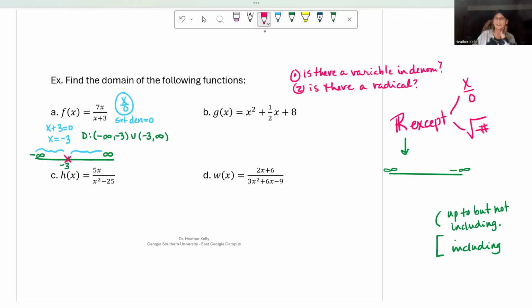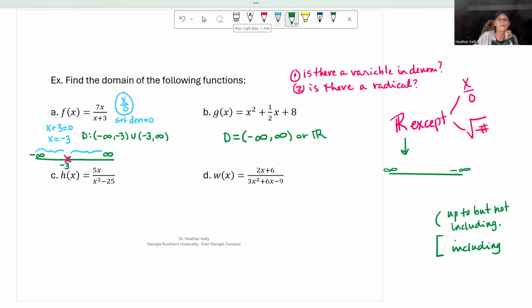So if you look here at G, there is no denominator that has a variable in it, right? 1/2 is just a number, it's just a constant. So there is no denominator and there is no radical. So for this guy, the domain is equal to all real numbers. So negative infinity to positive infinity, or you could write all real numbers, but I'm sure that your homework probably requires you to put it in an interval. Okay.